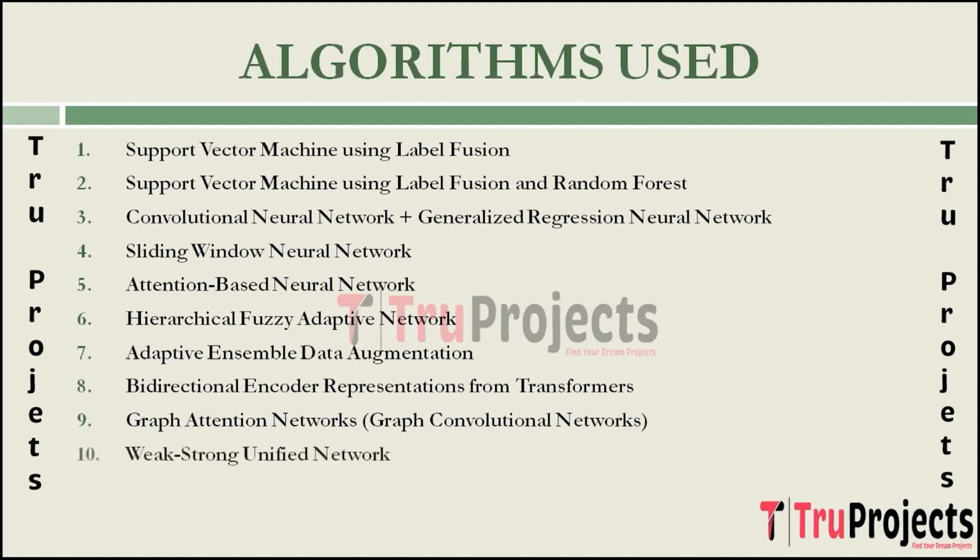The next algorithm is Weak Strong Unified Network, which is WSUN. It integrates weak and strong relations into a unified framework. In the context of opinion spam detection, this involves leveraging both subtle weak connections, such as temporal patterns, and strong connections, such as user-product relations, to create a more comprehensive and robust model.